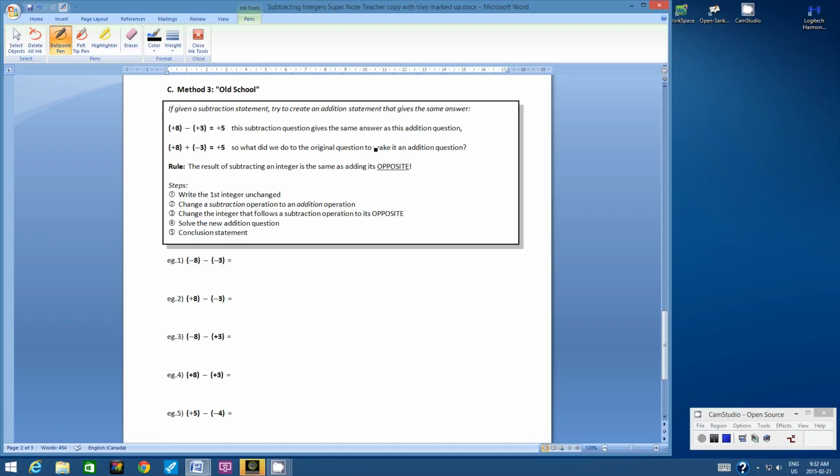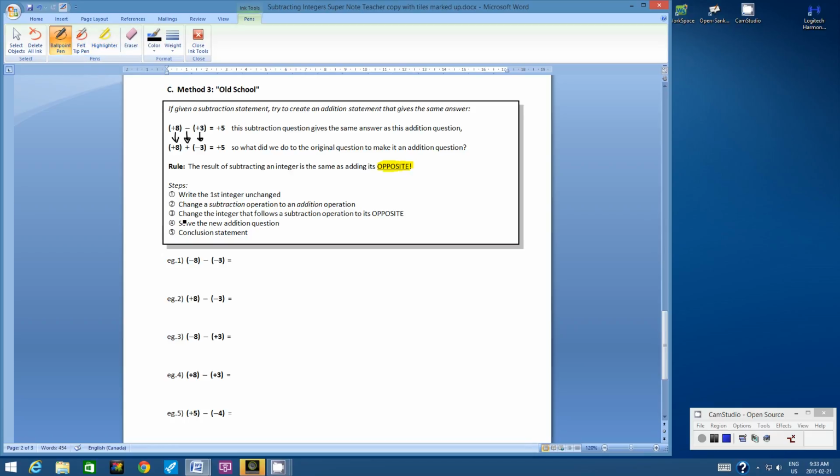So what did we do to the original question to make it an addition question? Well, let's have a look at the first integer. Did we do anything to the first integer? No. The subtraction, we changed to addition. And then what did we do with the second integer? Notice what we did? This leads to the secret of Method 3. Rule: the result of subtracting an integer is the same as adding its opposite. Opposite integer is a very important concept in Method 3.